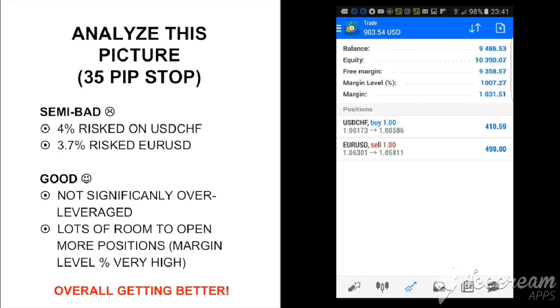Now, what's good? They are not significantly over leveraged. If you don't know what I mean, go watch the video about lots and leverage. And there's a lot of room to open up more trades. Okay. Look at the margin level percent. It's very high. Go check out the video, your trading window, and that will explain more. So that's good. They're not anywhere close to blowing their account. Overall, getting very good now.